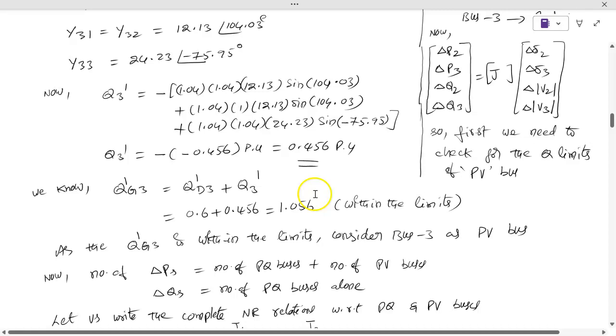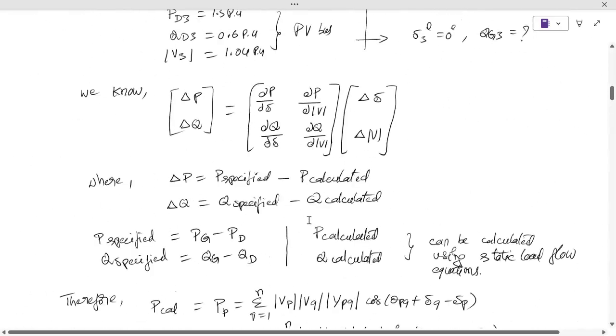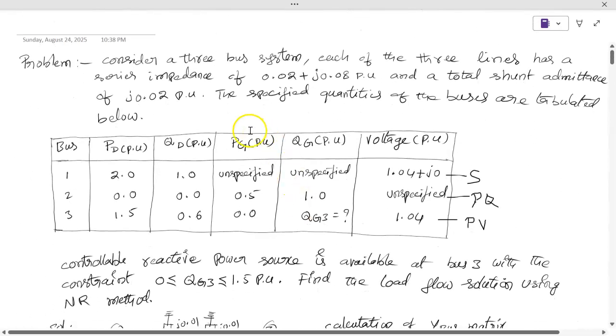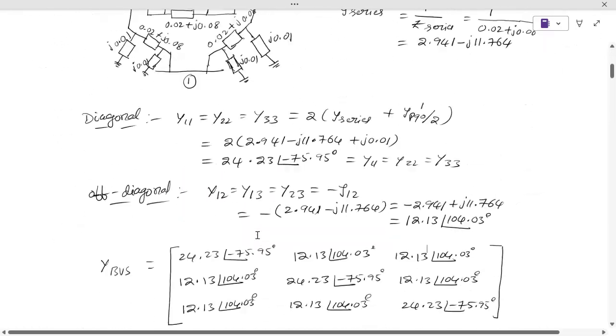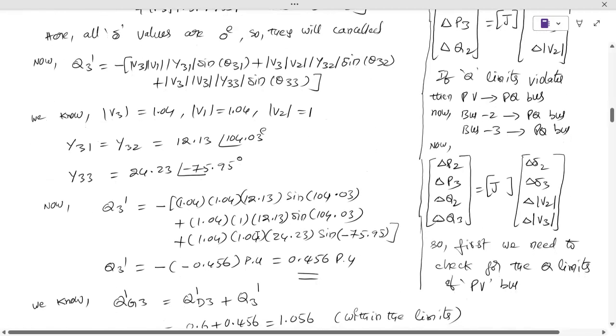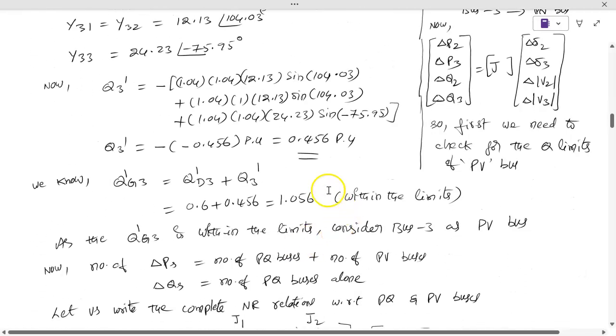So now this is the value. This value you need to check against its limits. What is the value calculated? 1.056. And what are the limits given? 0 to 1.5. So 1.056 lies between 0 and 1.5, which means it is within the limits.